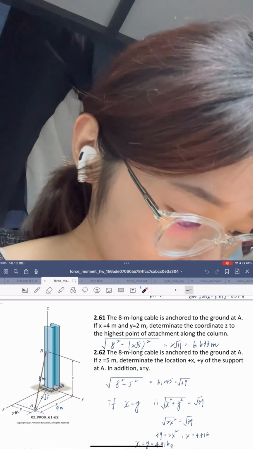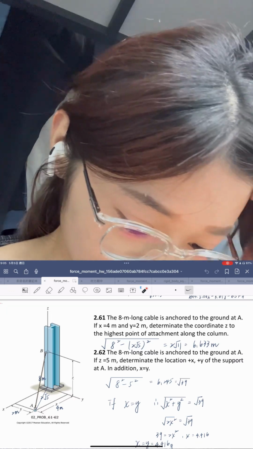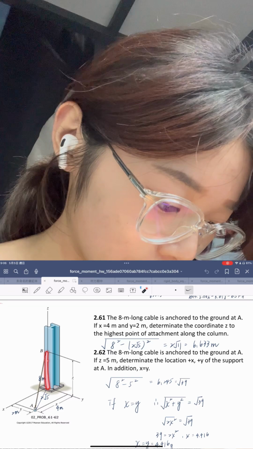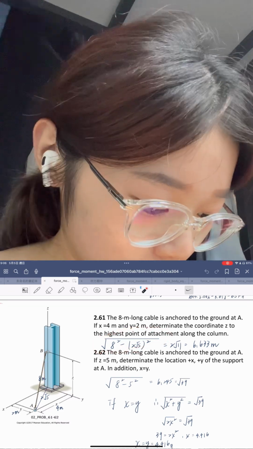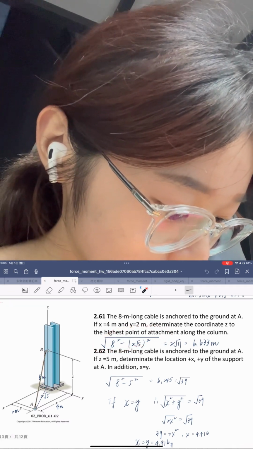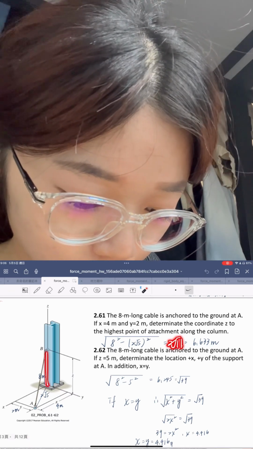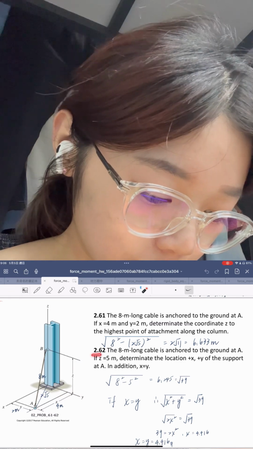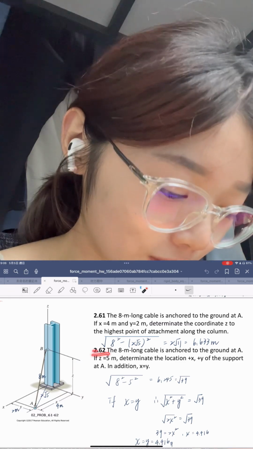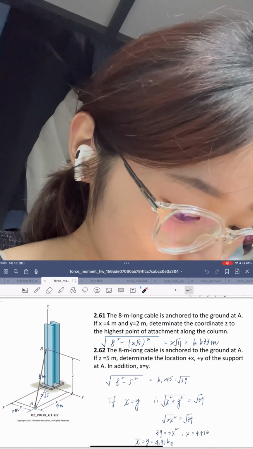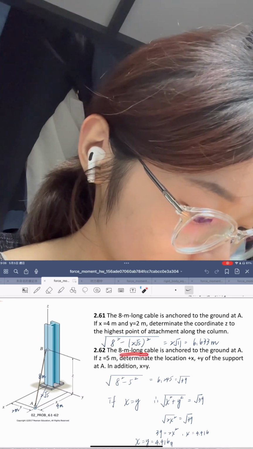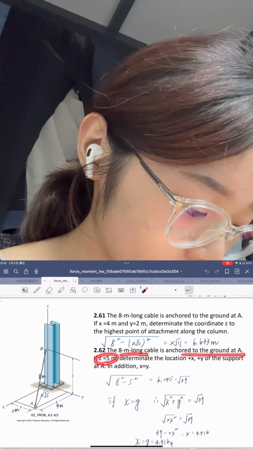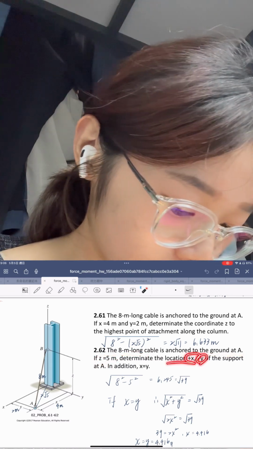So if we want to know the column, it is for this line. This is the triangle's low with the 2 root 11, so this is the 2 root 11s, and 2.62. The question is 8 meters long cable is anchored to the ground at A. If Z is 5 meters, determine the location X, Y of the supports at A.